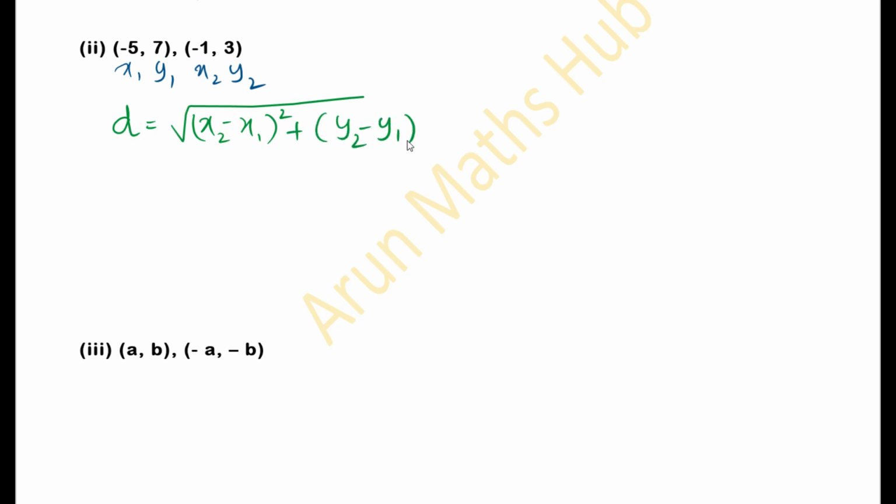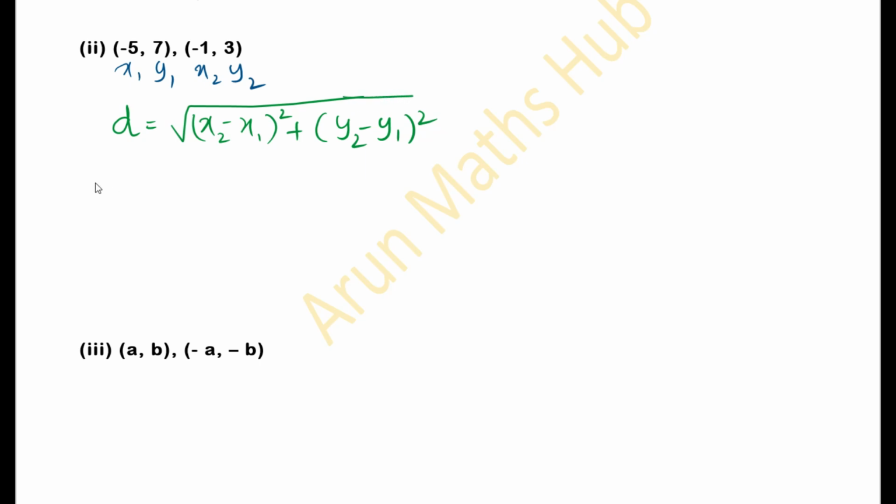Now moving to next question. The question is minus 5, 7 and minus 1, 3. Consider minus 5, 7 as x1, y1, minus 1, 3 as x2, y2. Now what is the distance formula? D equals square root of x2 minus x1 whole square plus y2 minus y1 whole square.